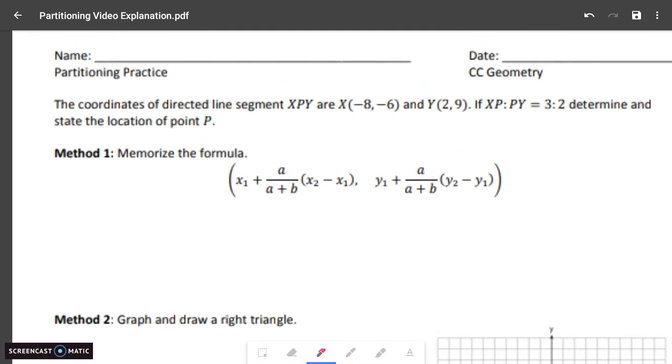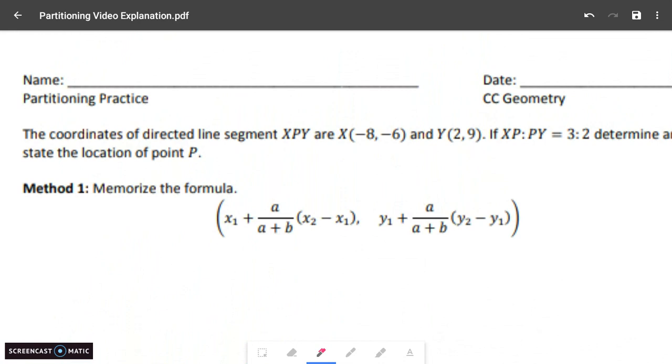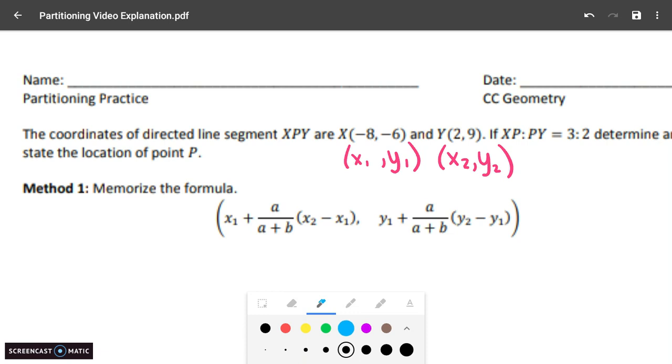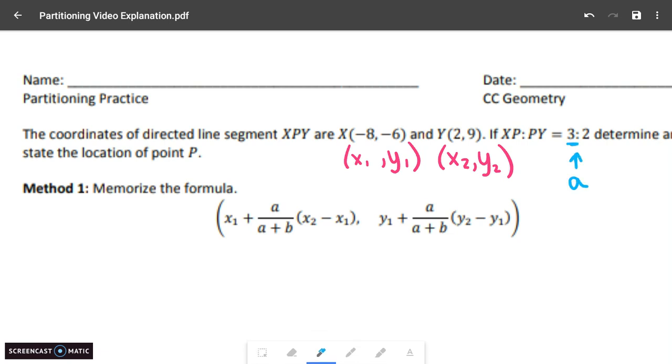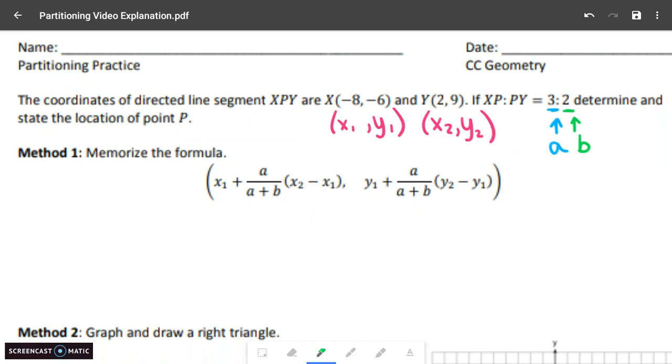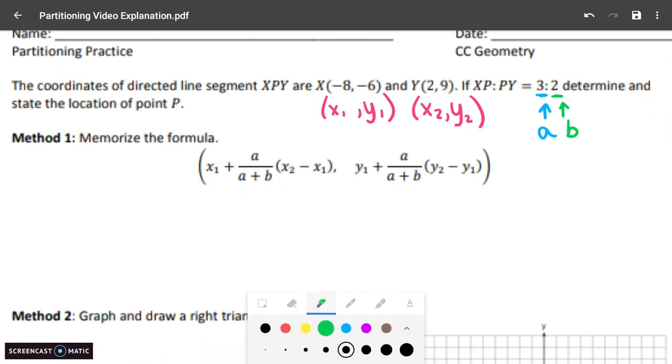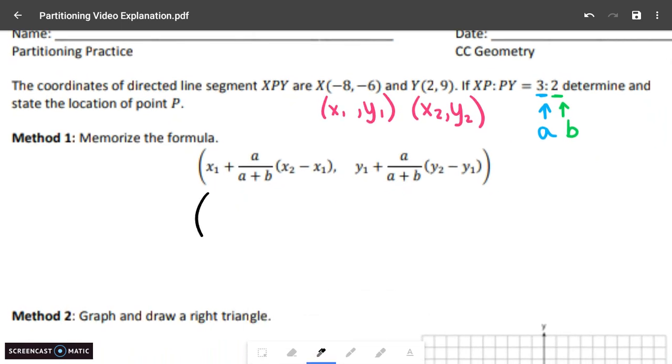But when you use this formula, the x1 is from the first coordinate, and so is the y1. The second coordinate will be x2, y2. The a term will be the first part of our proportion, and the b term will be the second part of that ratio. Okay? Once we know that, we're able just to plug right into this coordinate.